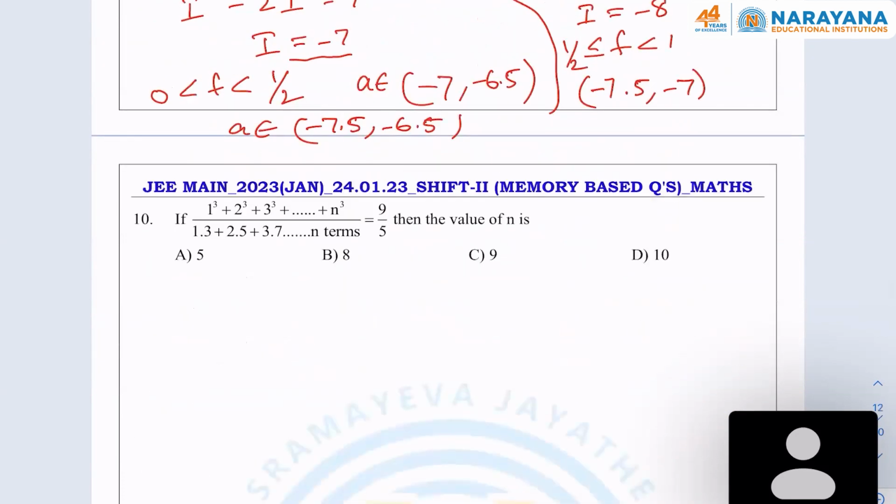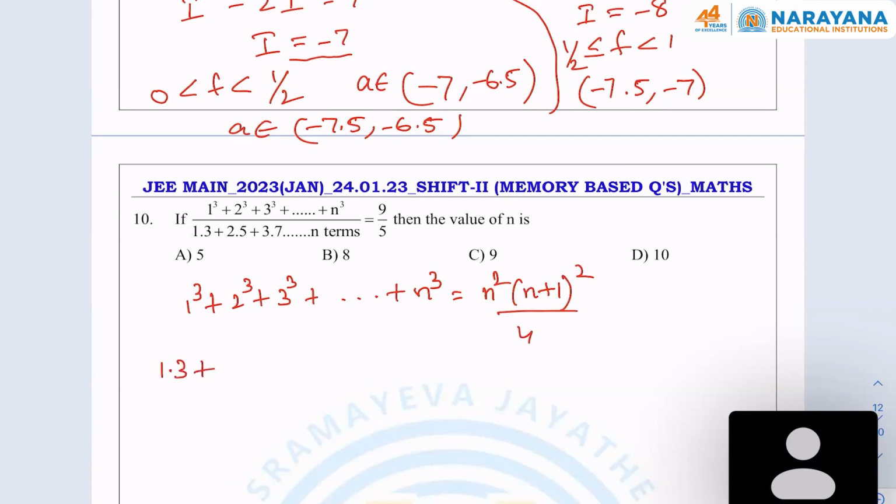10th one. 1 cube plus 2 cube plus 3 cube up to n cube is given in the numerator. In the denominator, we have 1 into 3 plus 2 into 5 plus 3 into 7 up to n terms. We have to find n. So to find the sum, we have a formula: n square into (n plus 1) whole square by 4, and 1 into 3 plus 2 into 5 plus 3 into 7 up to n terms we have to find.